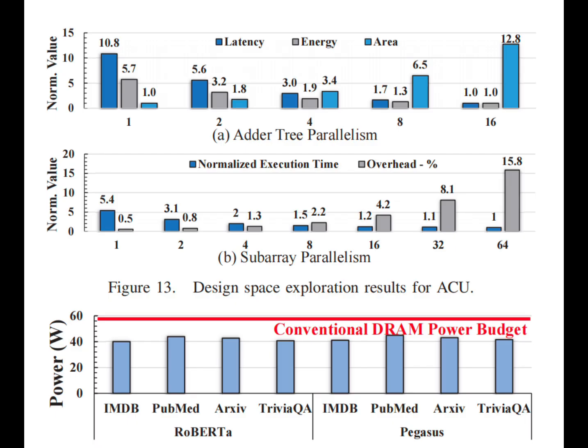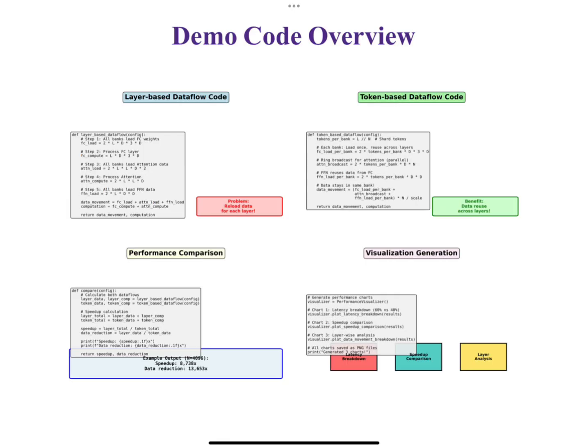Let's see the demo code. I implemented a simulator to compare layer-based and token-based data flows. The code structure has 4 main parts. First, layer-based simulation. You can clearly see repeated reloads for every layer. Secondly, token-based simulation. Data is loaded once and processed through all layers. Third, performance calculation. I count data movement and compute operations, then calculate speedups. Last, visualization. I generate latency breakdowns, speedup curves, and layer analysis.